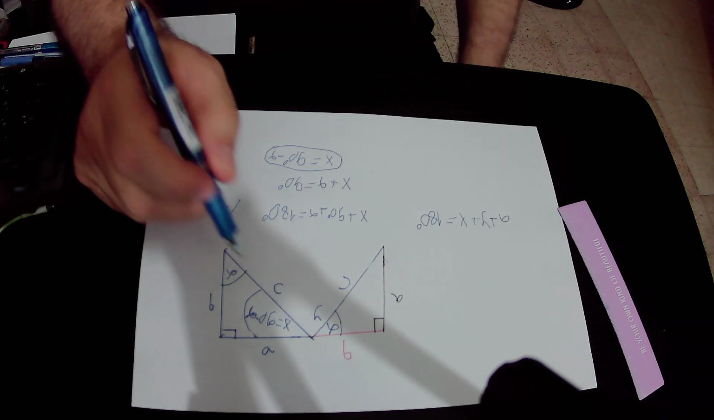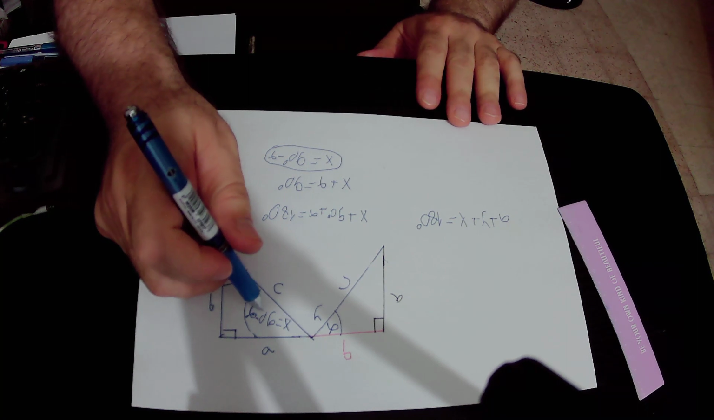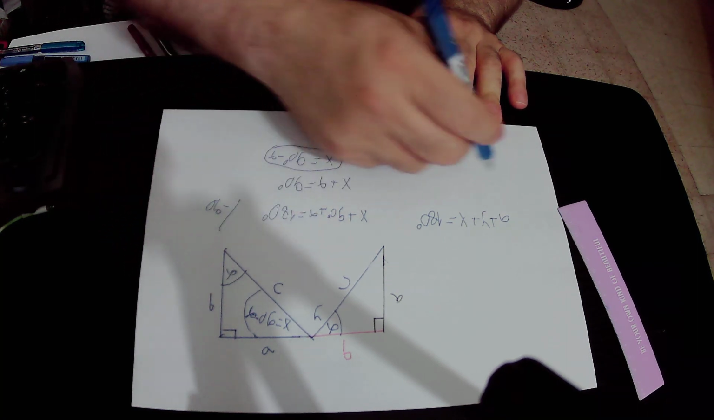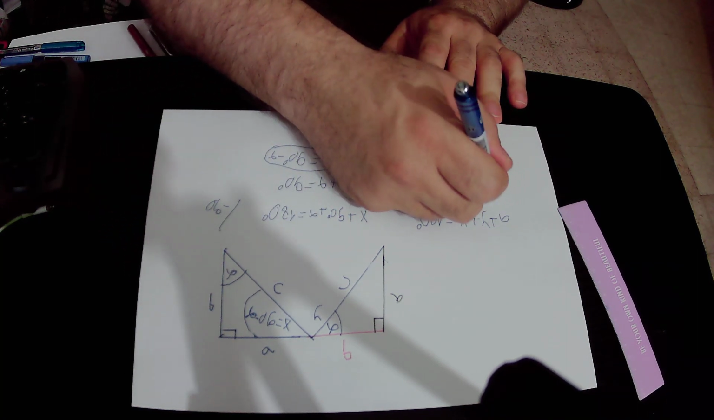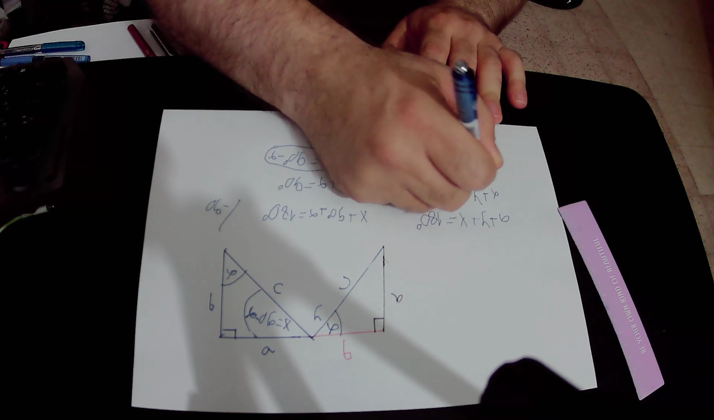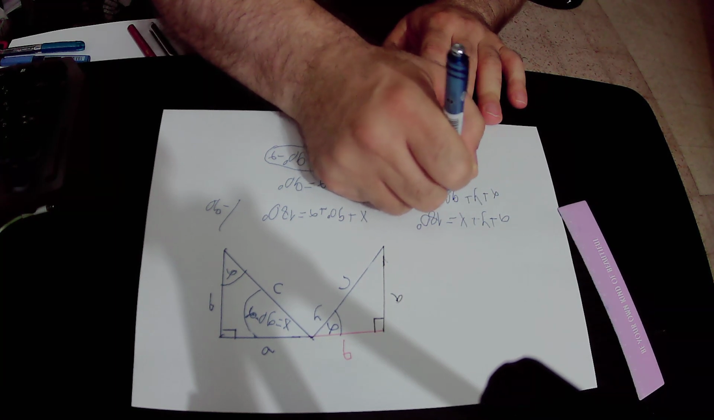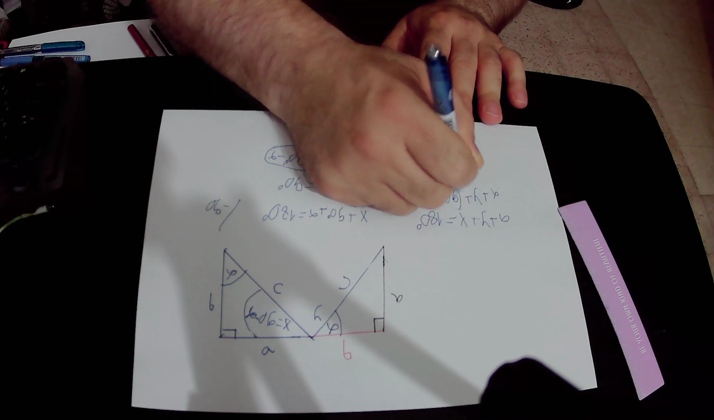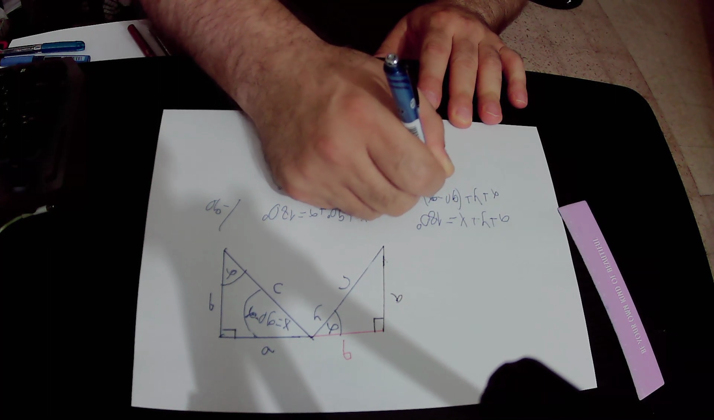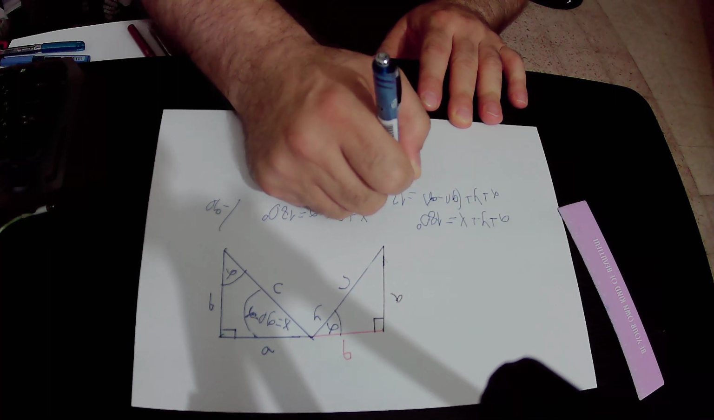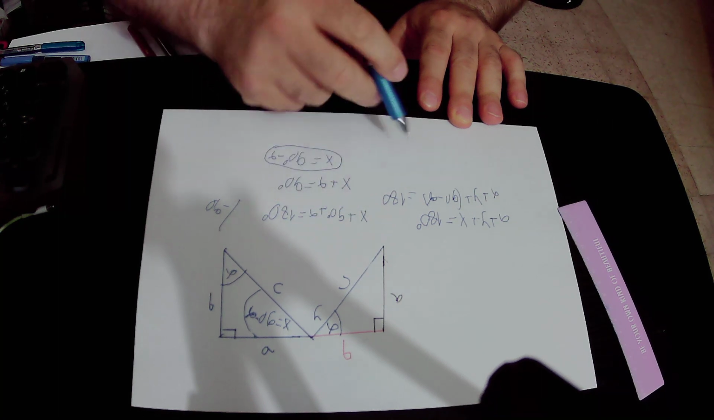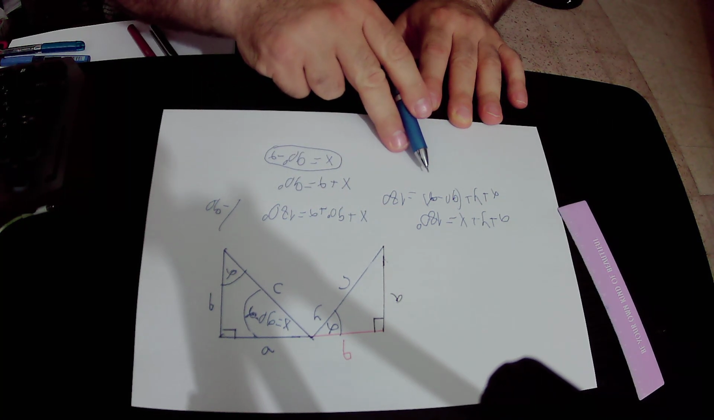But we know that x equals 90 minus alpha, so we can write that alpha plus y plus 90 minus alpha equals 180 degrees. Alpha minus alpha equals 0.